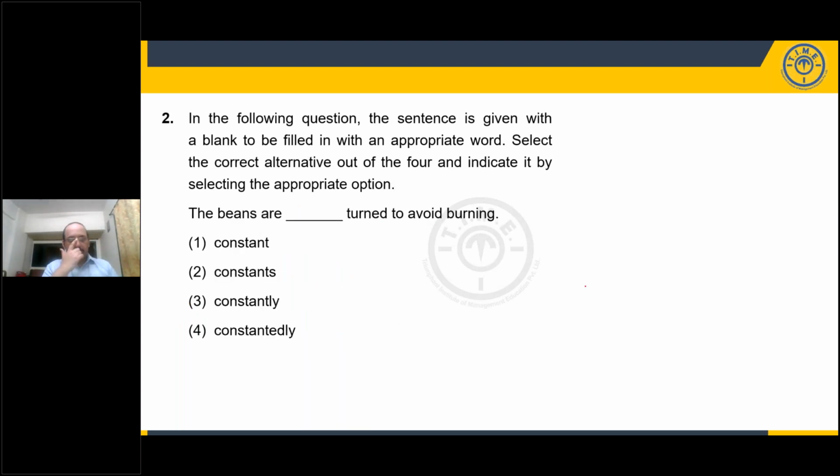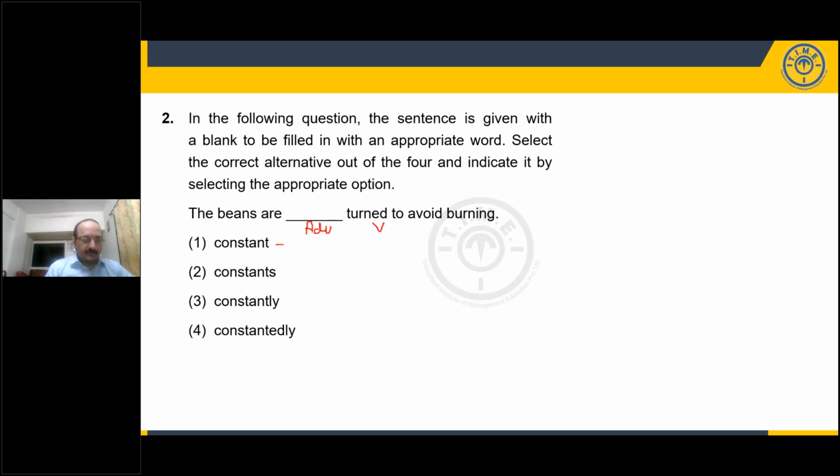All right, now let's try the second question. The beans are dash burning. Like I said, guys, you can always pause the video for a minute, try it, and then check whether you got it right or wrong. So turned is basically a verb, and the blank is talking about how it was turned. So essentially what I need over here is an adverb, because adverbs are words that modify a verb.